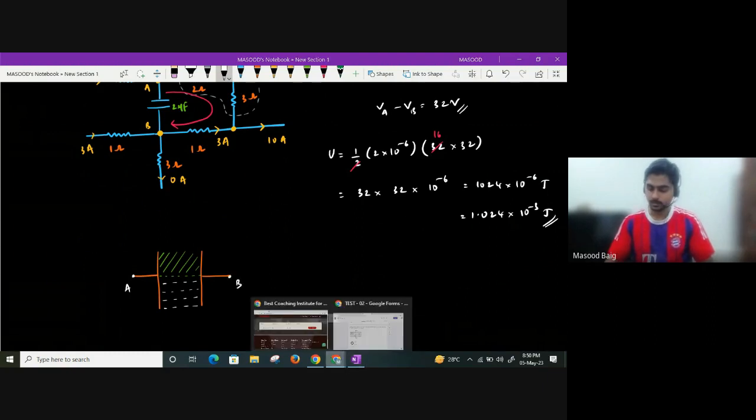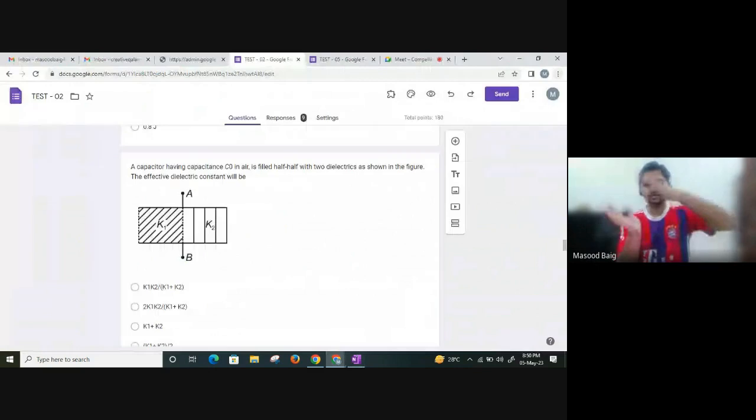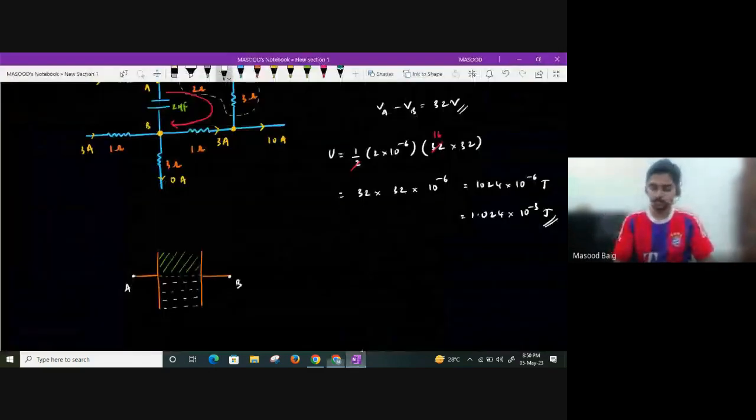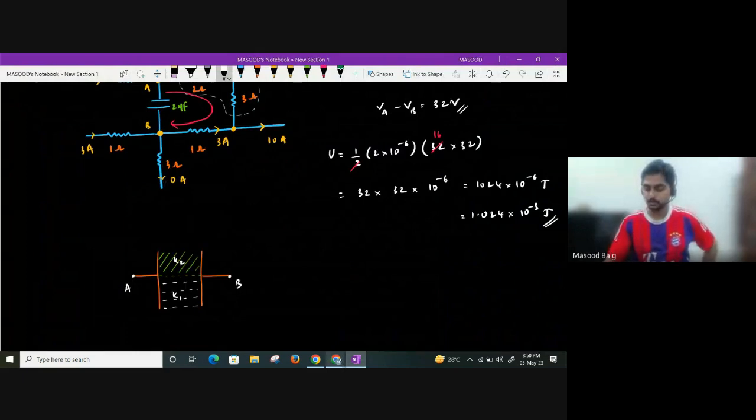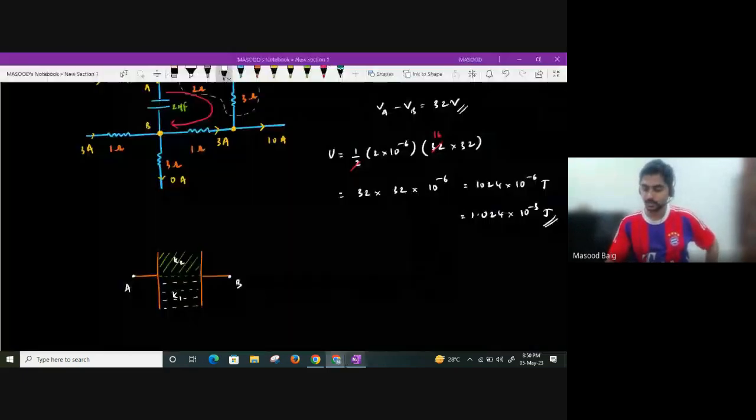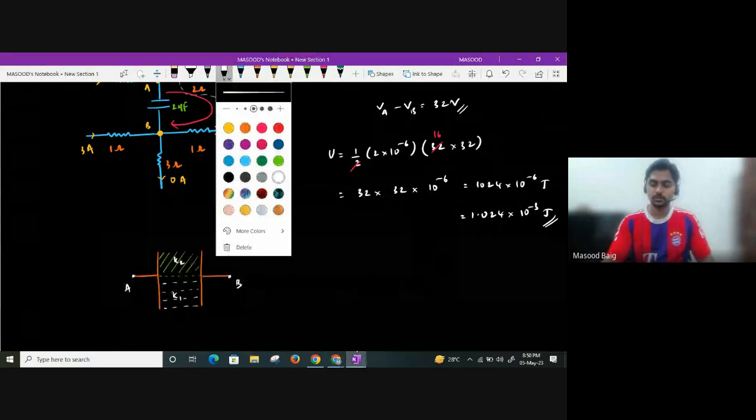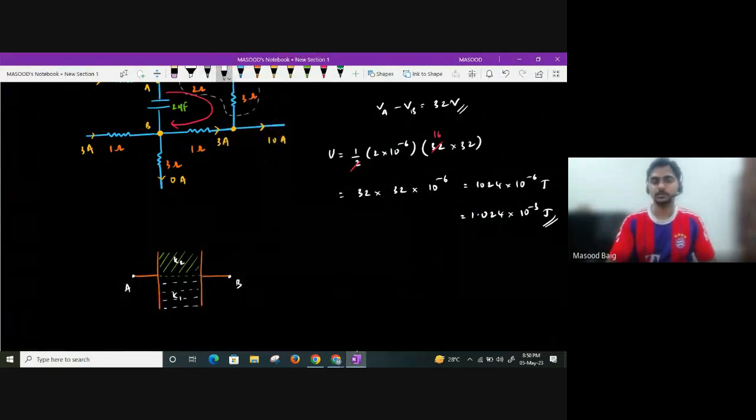So what is given here? If I make this into a vertical system, I'll get K2 here and K1 over here. So what did they ask? They're asking for the effective dielectric constant. The initial capacitance is given as C0.